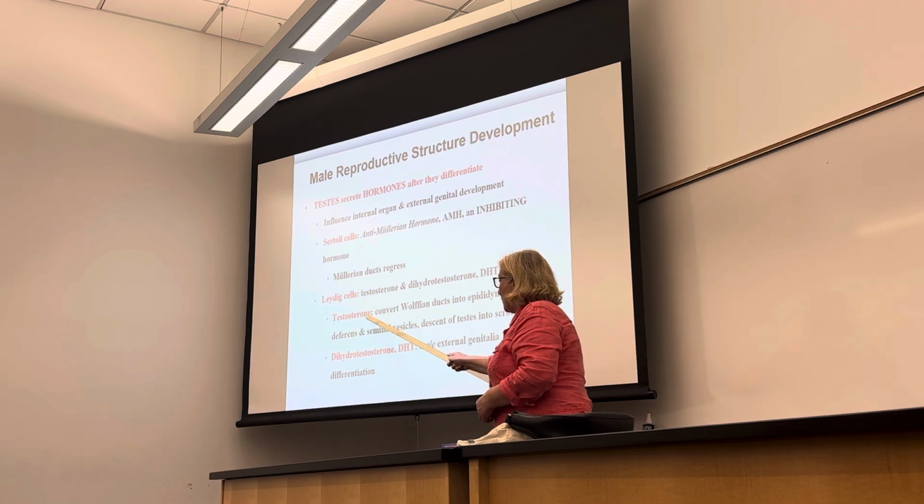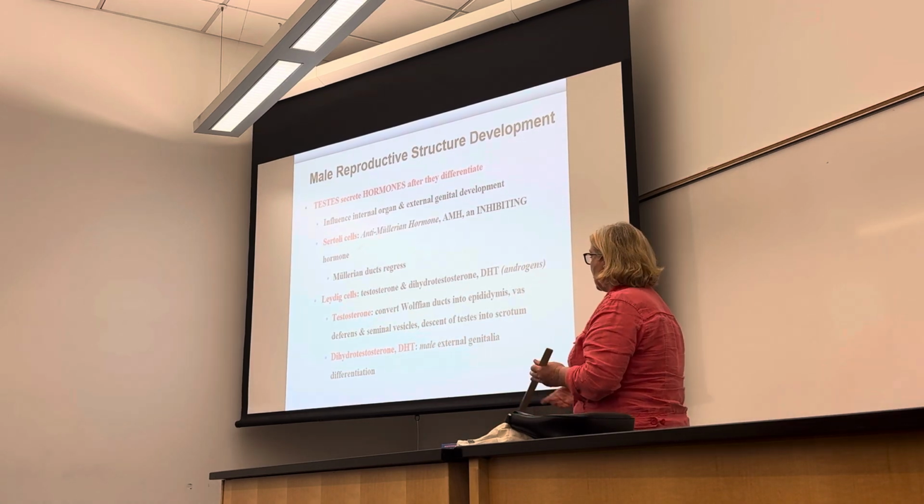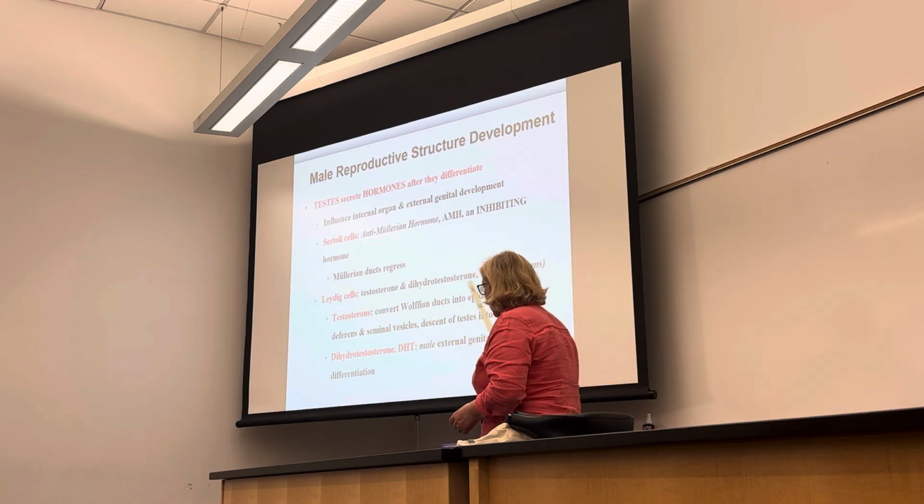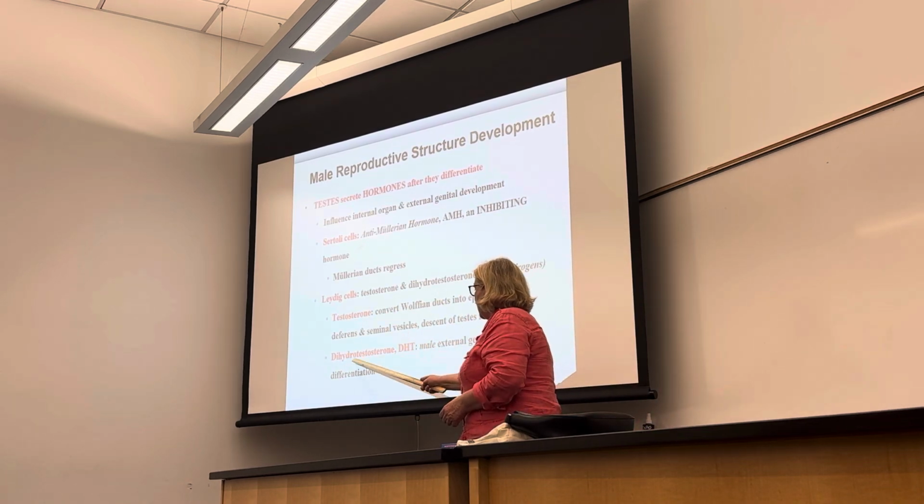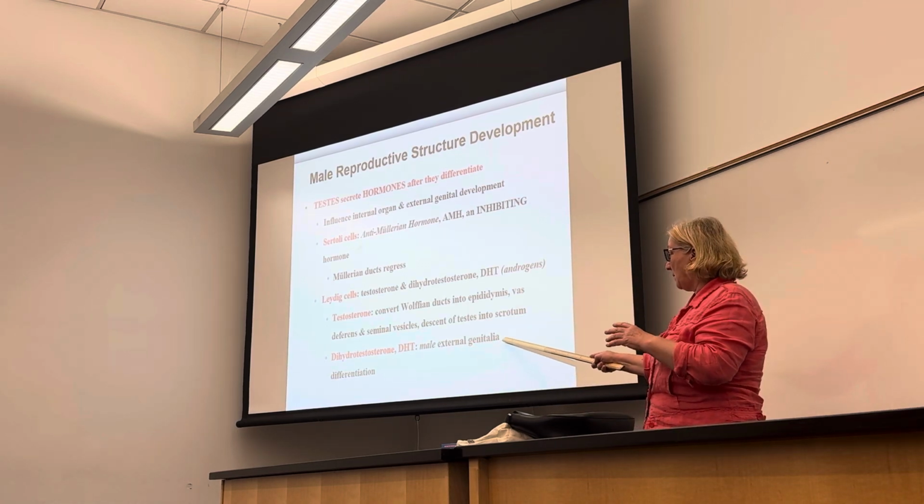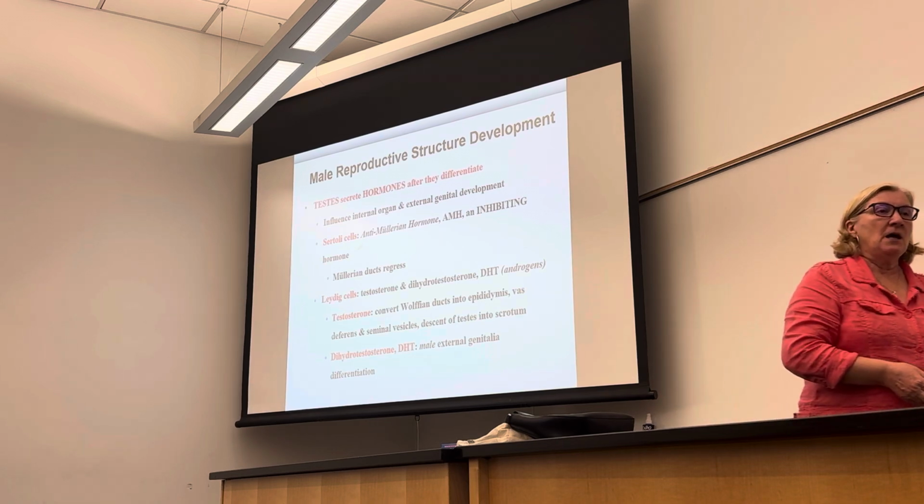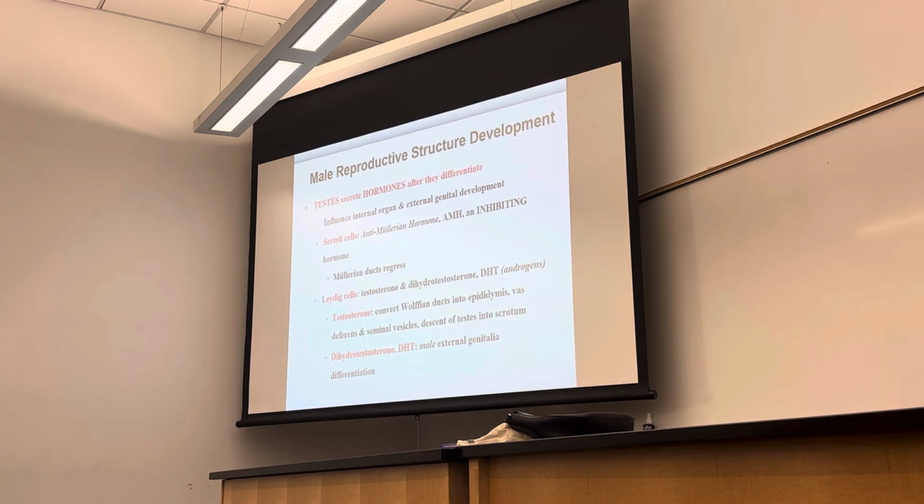Testosterone will be very important in converting the Wolffian duct into their respective tissues. And then DHT will actually be more important in the male external genitalia differentiation, more important than testosterone. So as the testes produce all that, this embryo goes into development as a male.